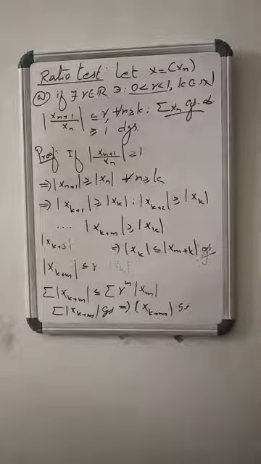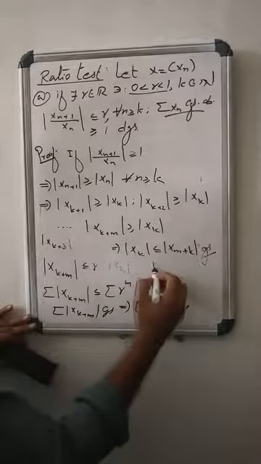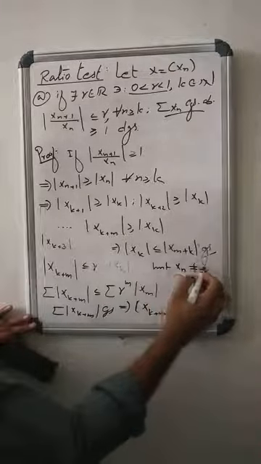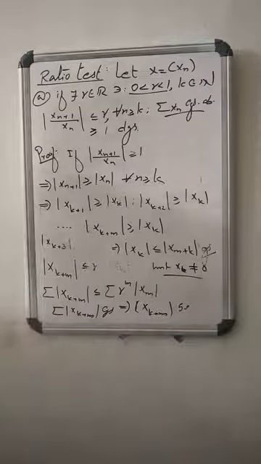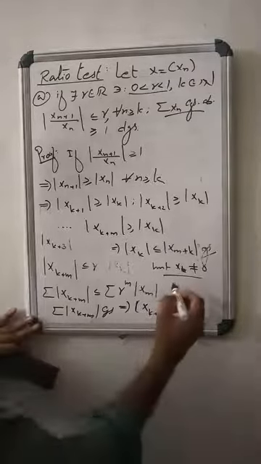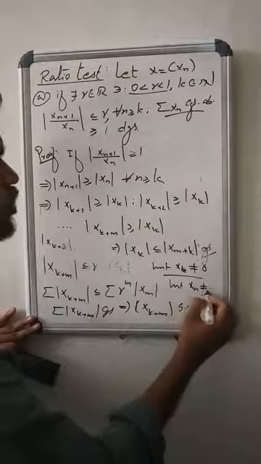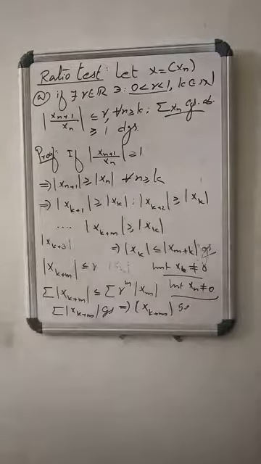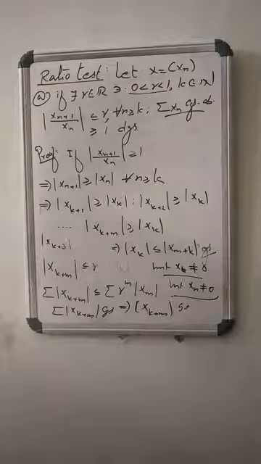Agreed? So from here, what about the limit? If limit xk differs from 0, then limit xn differs from 0. So by the nth term test, as limit xn differs from 0, sigma xn does not converge, which means it diverges. Okay, nth term test. Clear?